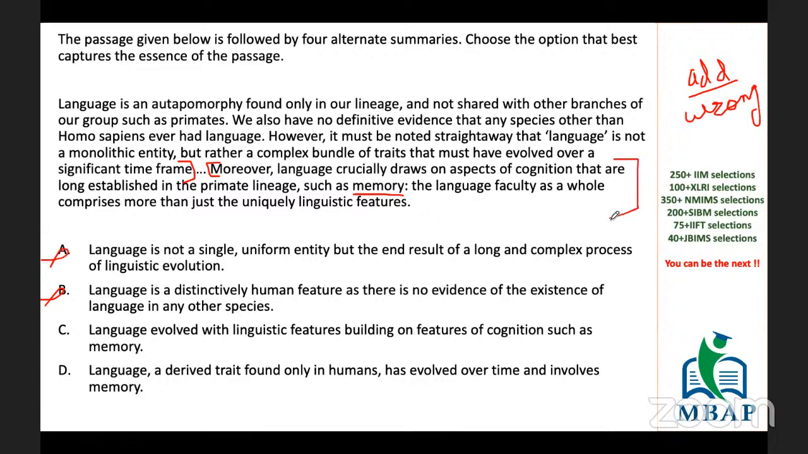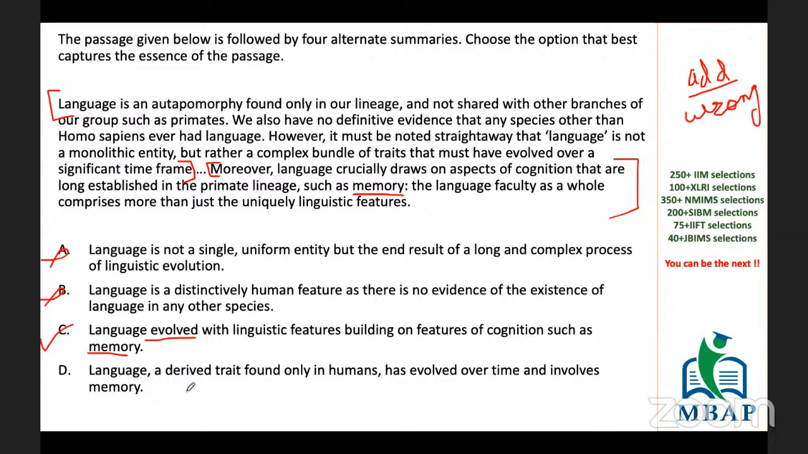Let's see the next one. Language evolved with linguistic feature, building on features of cognition such as memory. The point of evolution, which is there in the first part, is given, and the point of memory, which is there in the second part, is also given. So I am actually coming up with both the pieces of information. Let's keep this as an option for now.